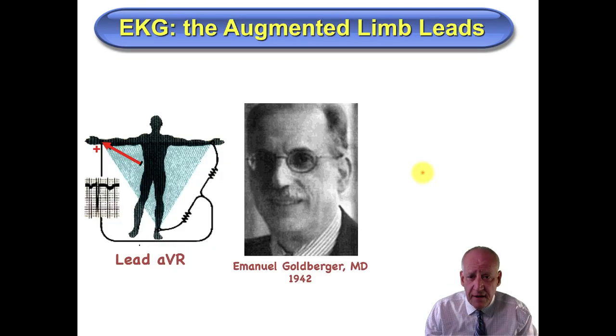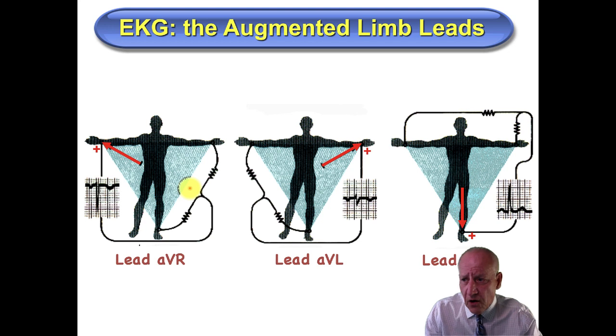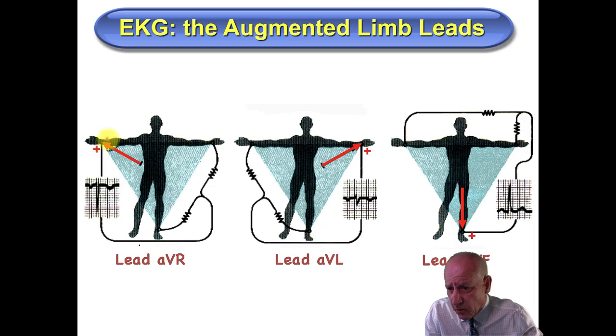So back in 1942, a guy named Emanuel Goldberger realized that the heart could be viewed from 3 additional perspectives using the same set of electrodes, simply by connecting the limb leads together in pairs. And he called these new configurations the augmented limb leads. They include AVR, whose positive pole is the right arm. Notice that the other 2 electrodes are electrically connected. So this is the vector, the lead axis of the AVR.